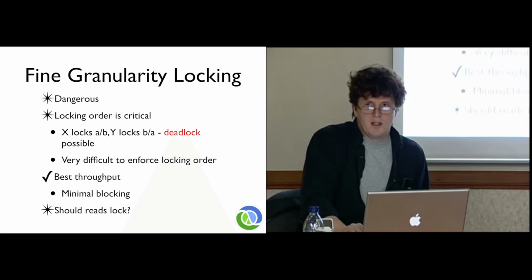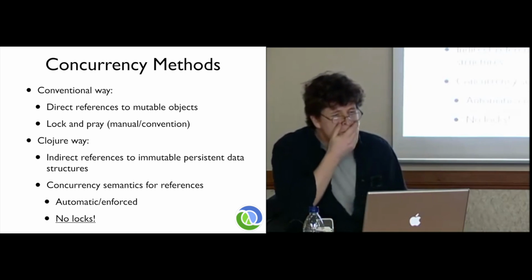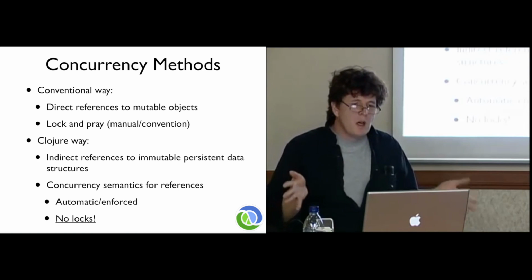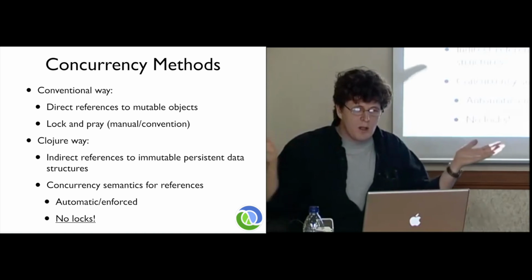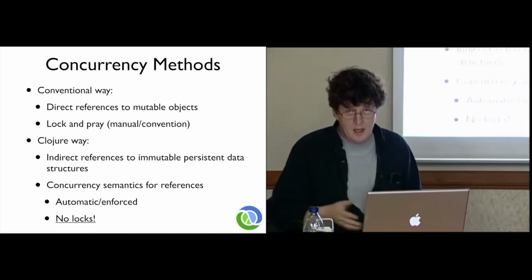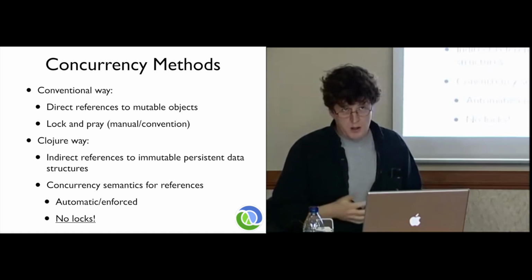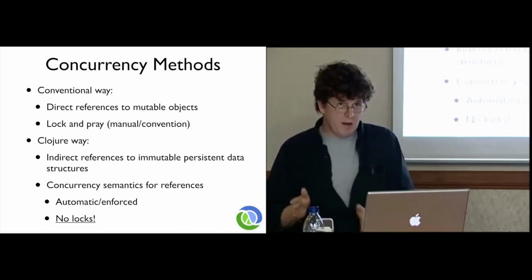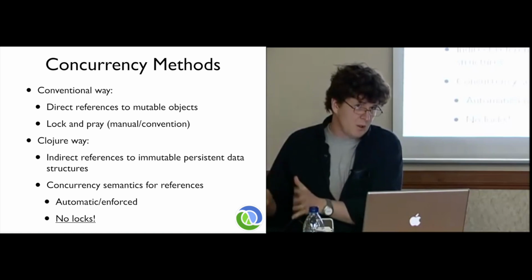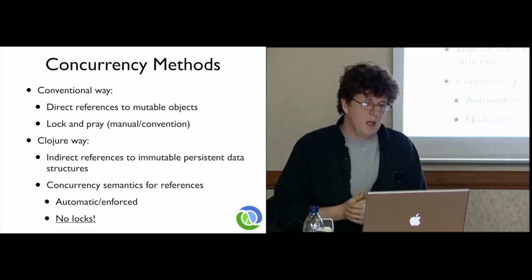You have the same question, though. Should I lock if I'm reading? You could get very random results if you don't. So let's compare these two concurrency methods. The first is what I would call the conventional way. It's the way you have to do it today if you're not using something very special. And I don't know of anything special for Java or C#. I mean a special language or something that does this for you.